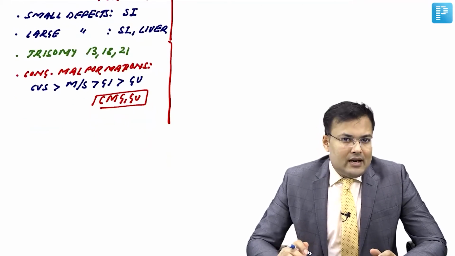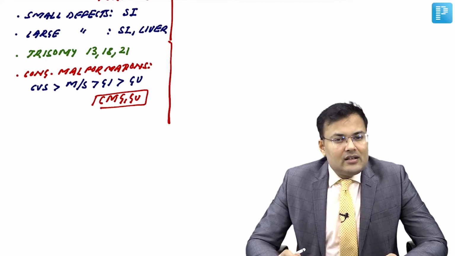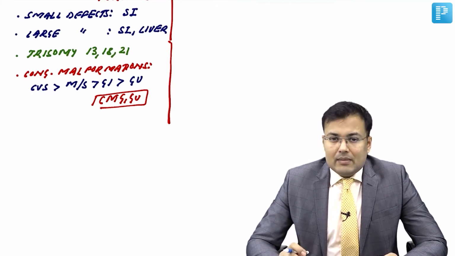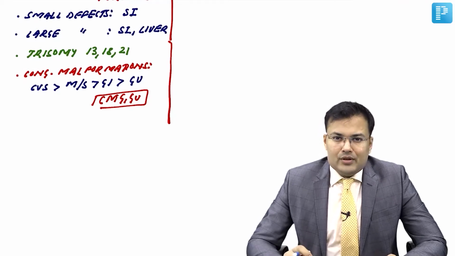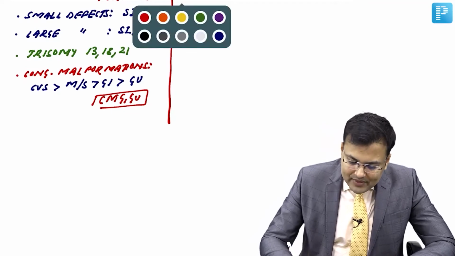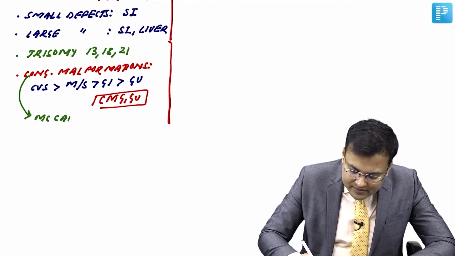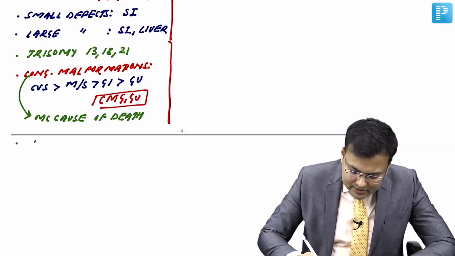Now see the question related to congenital malformations: what is the most common cause of death in patients of omphalocele? It is the congenital malformations. So because of the association with congenital malformations, the prognosis is poor in omphalocele as compared to gastroschisis. The congenital malformations are the most common cause of death, and because of the association of these congenital malformations, these patients have poor prognosis.